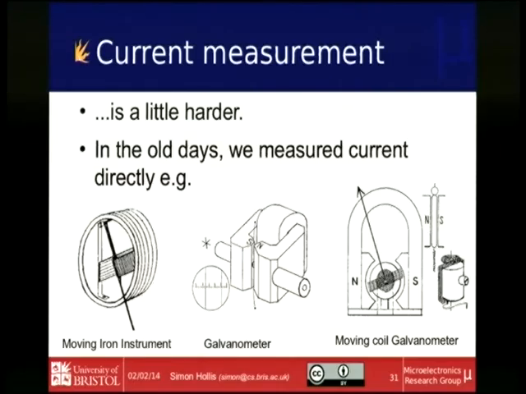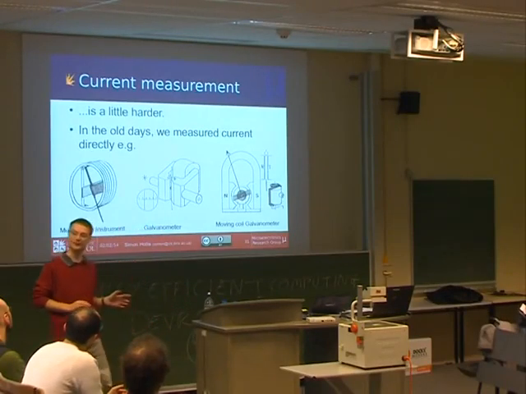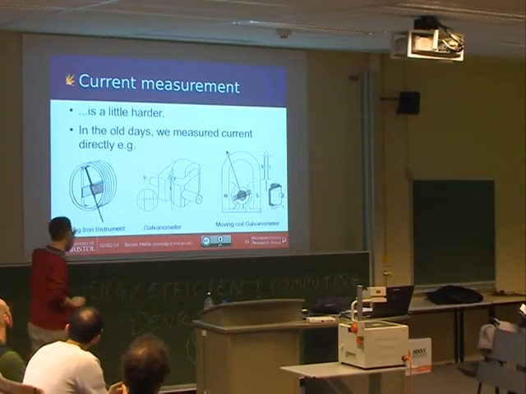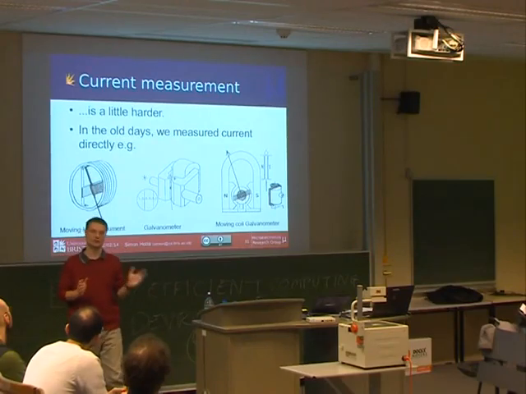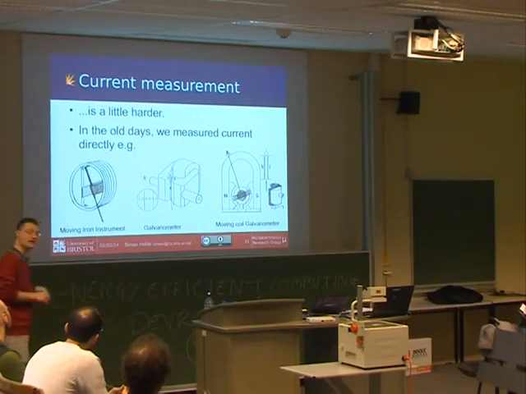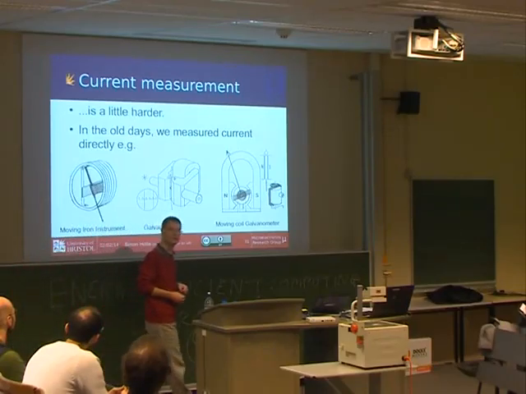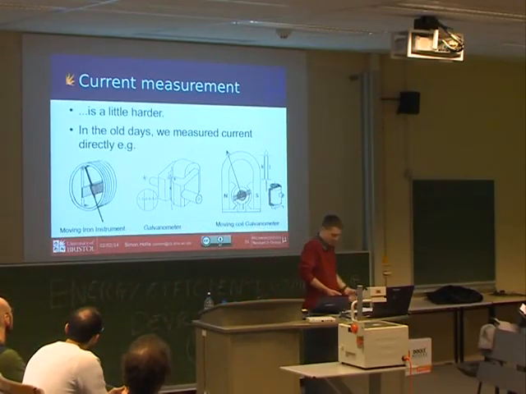Measurement's actually a little harder. In the old days it wasn't harder, when we had all these wonderful machines with moving irons and coils, we measured the flux directly. They were all fantastic, and they measured current directly, and it was nice and easy. But these days we don't use these, with electronics, and we've got these being more compact or automatable, and these were fairly bulky and not that accurate, frankly.